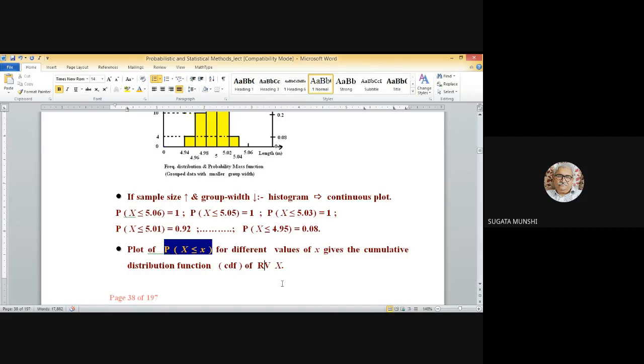Next, I'll just depict the cumulative distribution function. Probability of capital X less than or equal to small x. Those probabilities are to be plotted against small x.